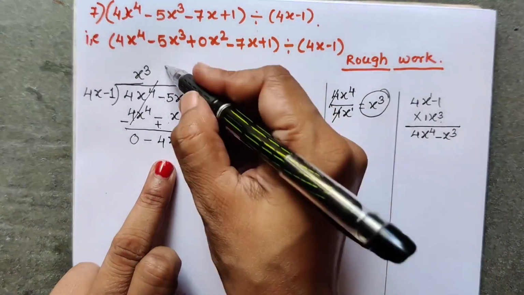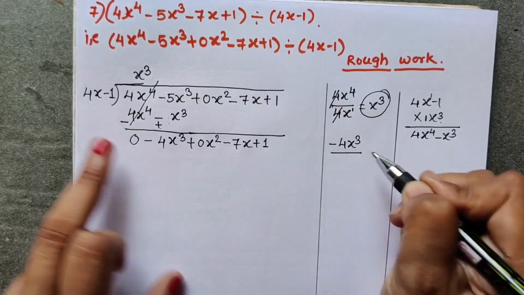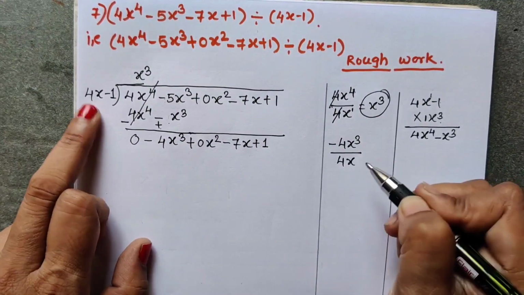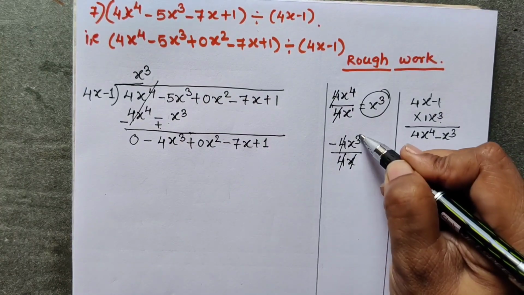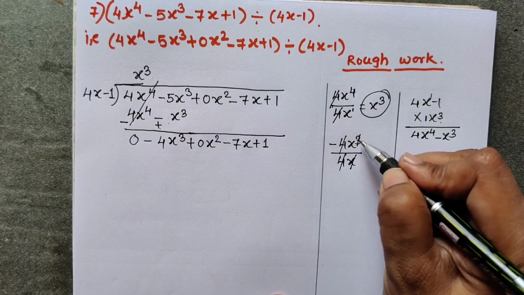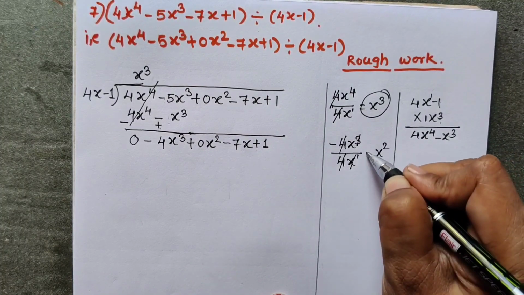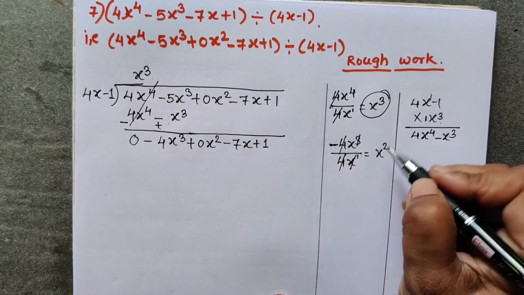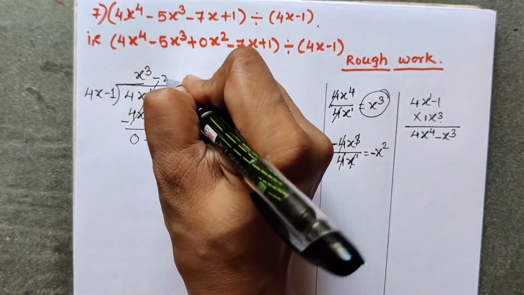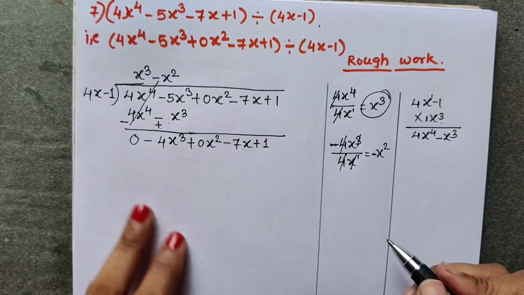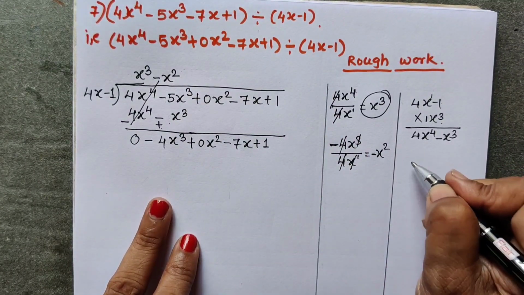Now what we have to write in the quotient, let us check. Minus 4x cube is there, divided by 4x, the first term of the divisor. 4 cancels, x and x cube, that means x square, 3 minus 1 gives x square. And as you all can see minus sign is there, so we have to put the minus sign in the answer also. So we are getting minus x square in the quotient.